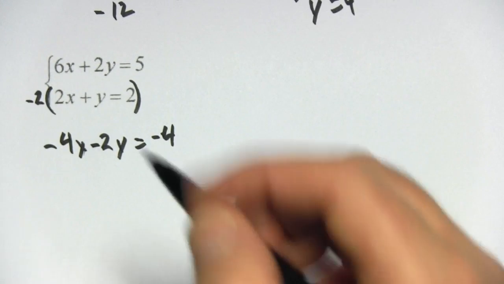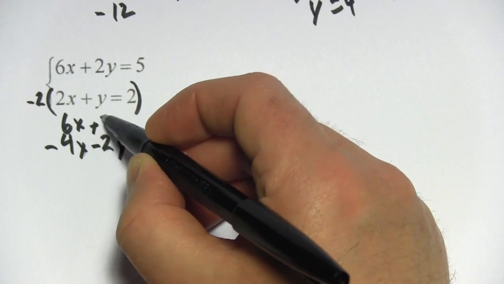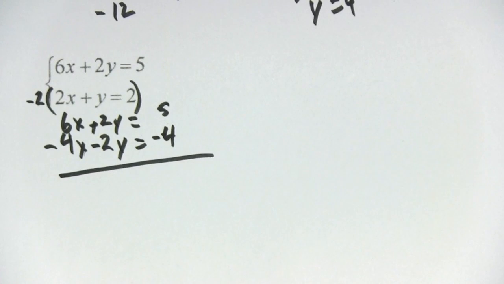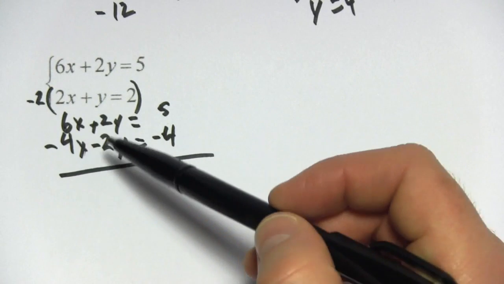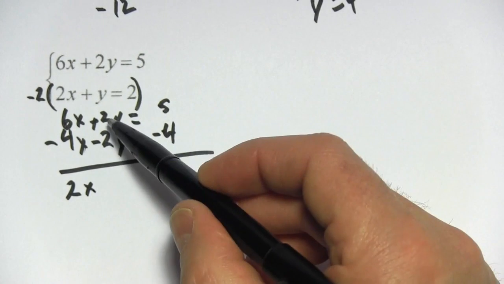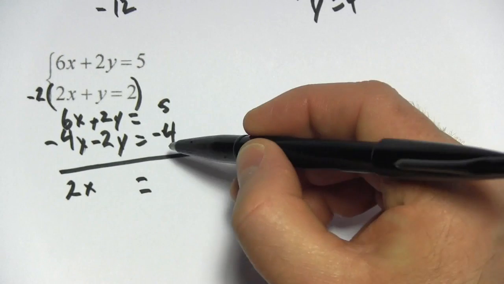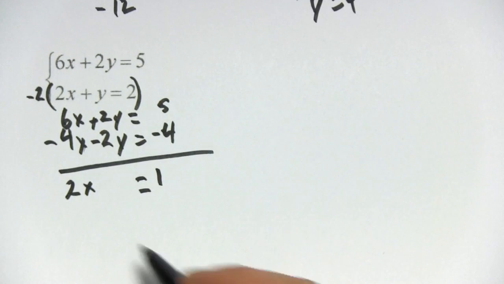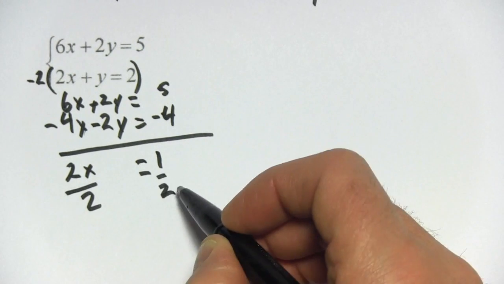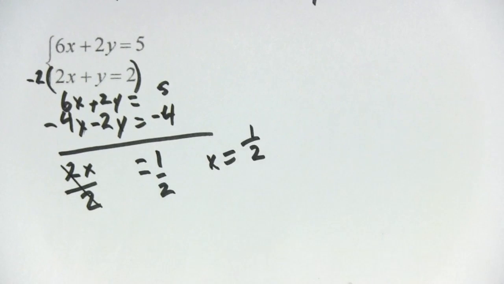That's really important. So let me rewrite the first equation above that. 6x plus 2y equals 5. Let's go ahead and add those together. Now we have 6x and a negative 4x. That's a positive 2x. Our 2y and negative 2y come out to 0. And here, 5 minus 4 is 1. So I've got 2x equals 1. We're going to divide both sides by 2. And we get x equals 1/2.